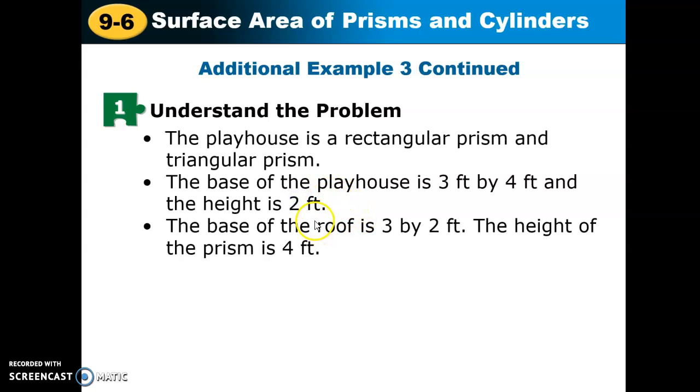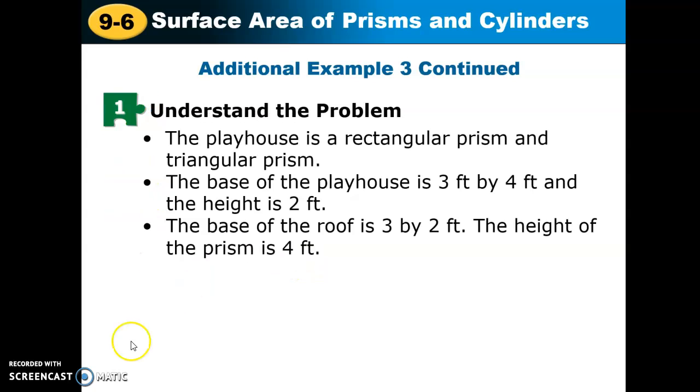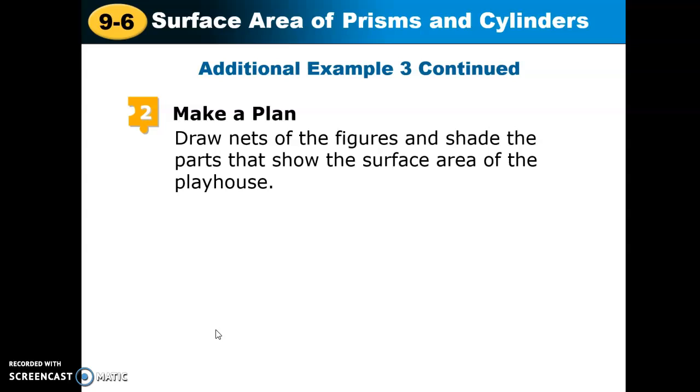Okay, so everything that I just said is summed up in these bullet points. So we got a rectangular prism. We have a triangular prism as well. These bullet points tell you the base of the playhouse is 3x4, so that's going to be your base. Your height is 2. Again, that's going to be your height. The base of the roof is 3x2, and the height of the prism is 4. So those are all important things.